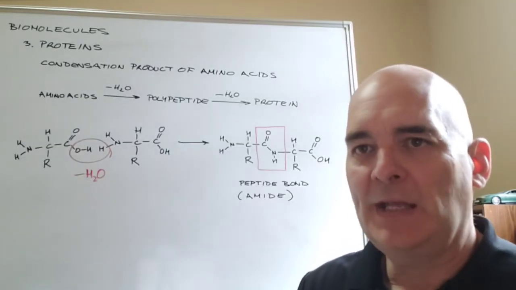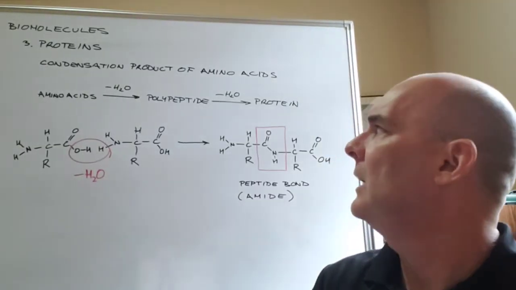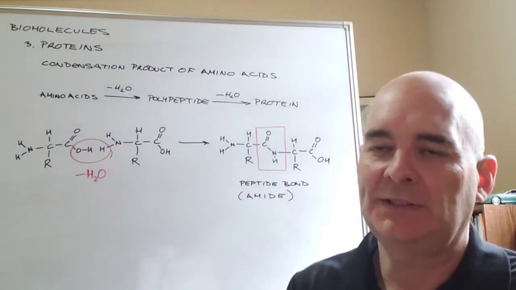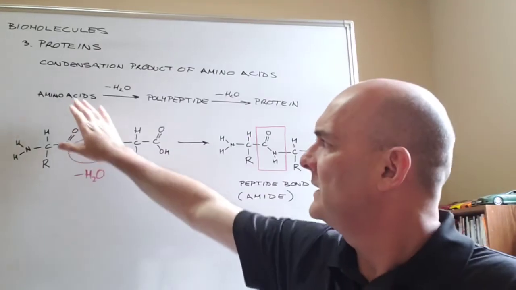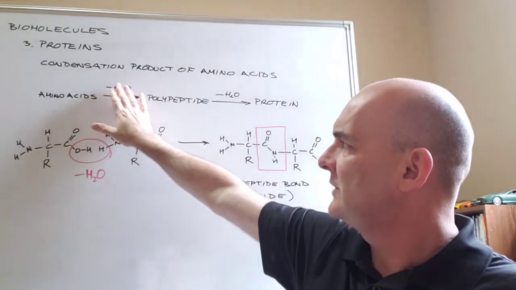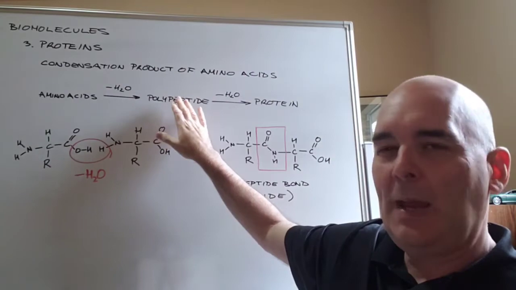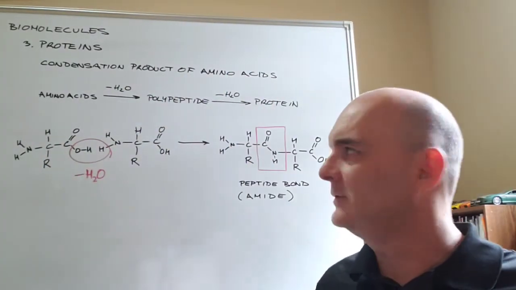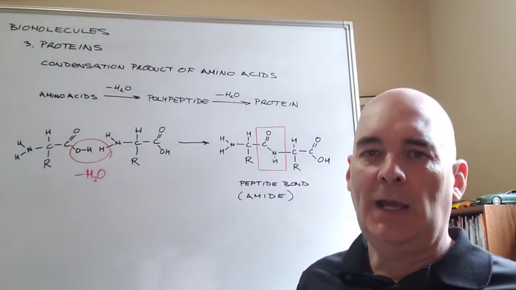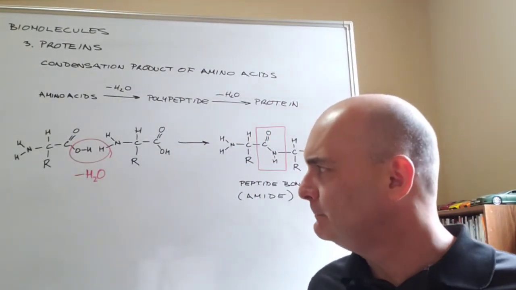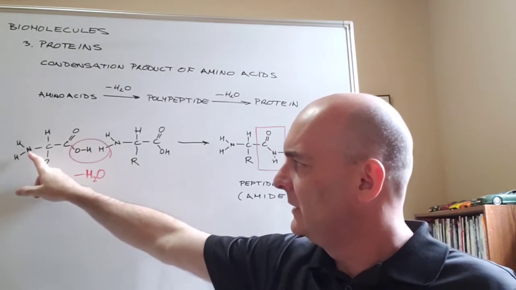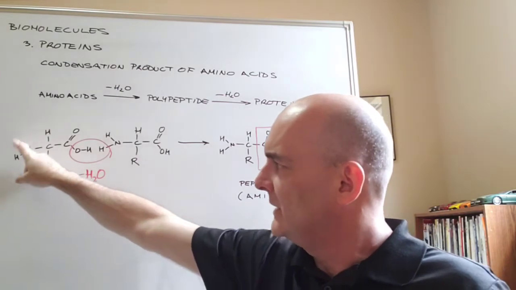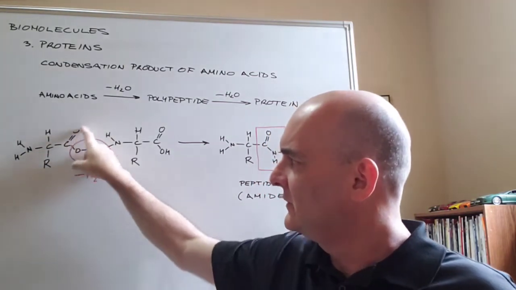Next, we'll look at proteins. Proteins are the condensation polymer of amino acids. So we're going to take some amino acids, we're going to lose some water, and we're going to build something called a polypeptide, which as you continue to add more and more amino acid residues to it, becomes known as a protein. Now, amino acids contain 2 functional groups. This is an amine, and this is a carboxylic acid.